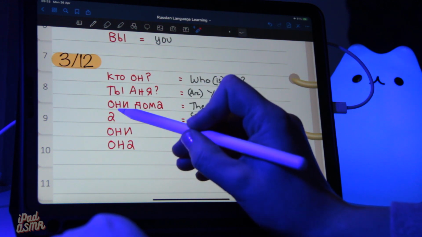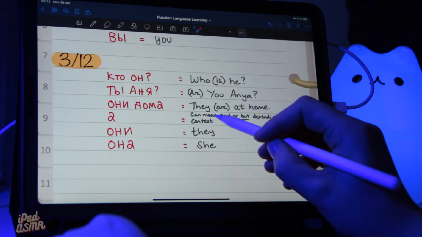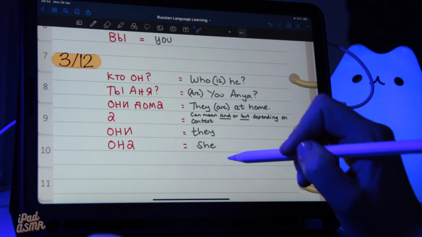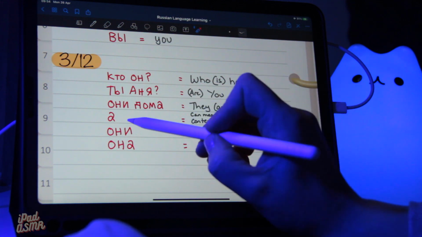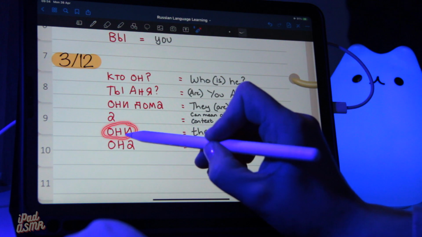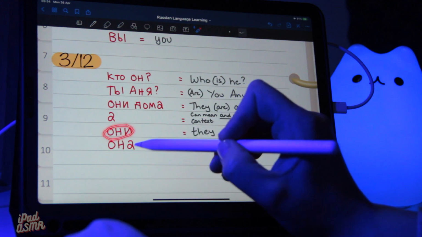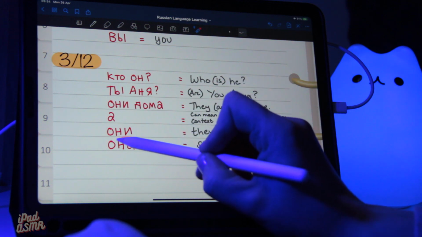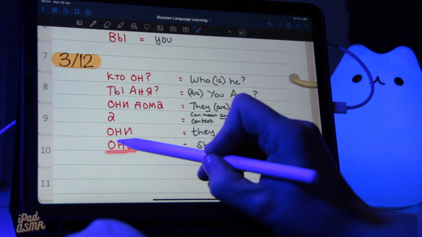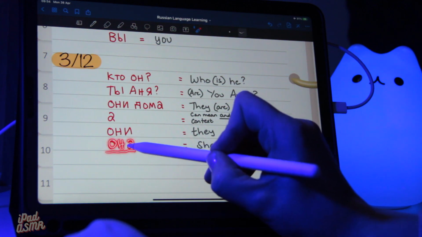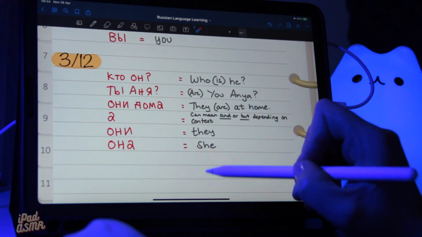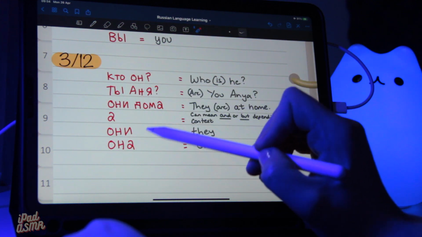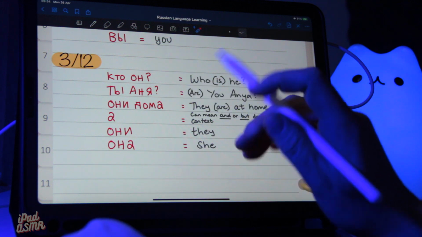Uh-huh can mean and or but depending on the context. Ani, which we know is they. Anna. She. And I get this very confused because Anya and Anna sound the same in my head.